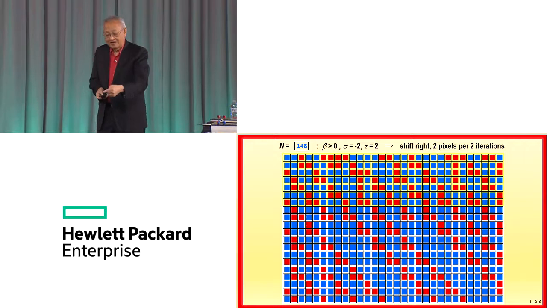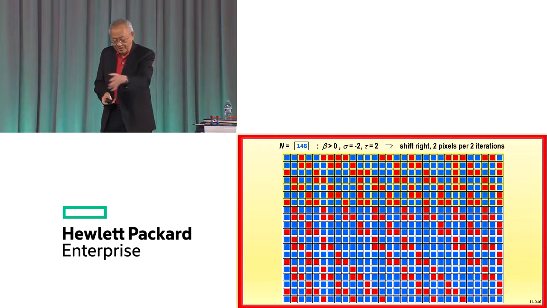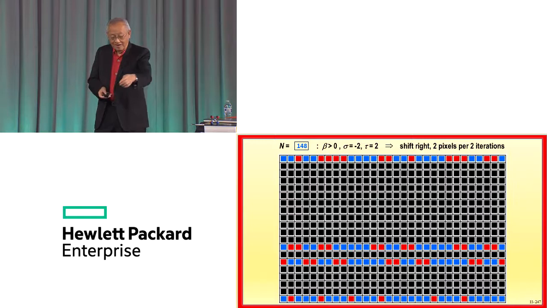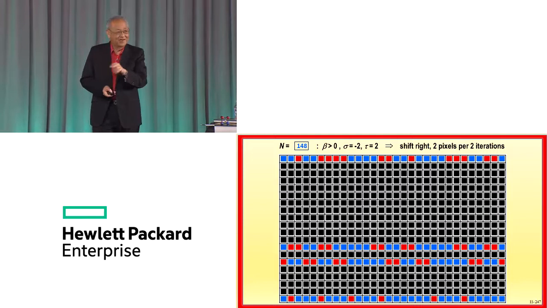So now I'm just covering up all the things. If you just look at it, you'll be confused. So just look at that. You see, every other bit, you can see the row is shifted to the right by two bits. Certainly the children can do that, okay?